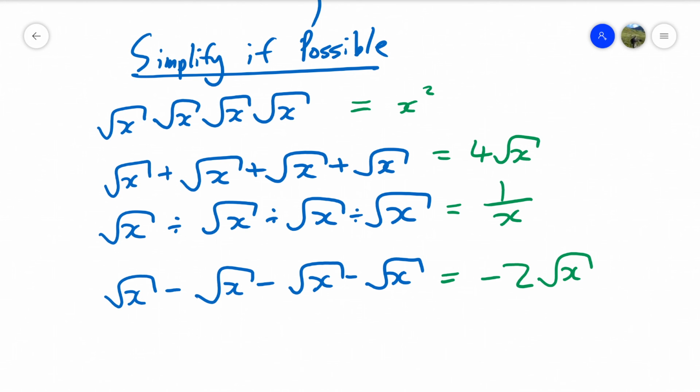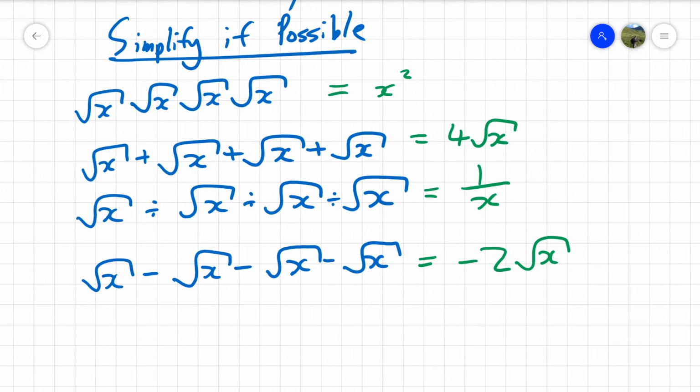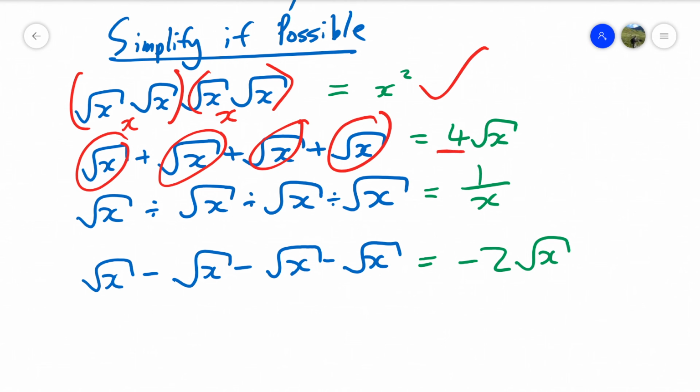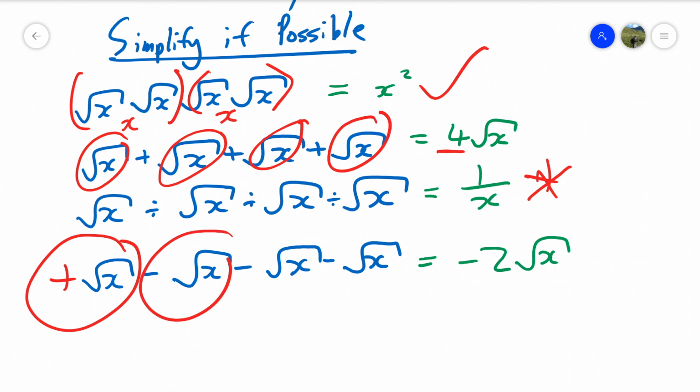I'm going to talk about these answers for a bit. This first one, this bit here is x, this bit here is x, x times x is x squared. Bingo. The next one, we've just got 4 objects added together. There's 4 of them, so it's 4 root x. Like elephant plus elephant plus elephant plus elephant is 4 elephants. I'm going to save this one till last. This one here, I'm going to put a plus in front of that. Oh look, so I can cancel out that plus and minus, which leaves us with minus 2 root x. So that explains that one, because there's 2 objects there.